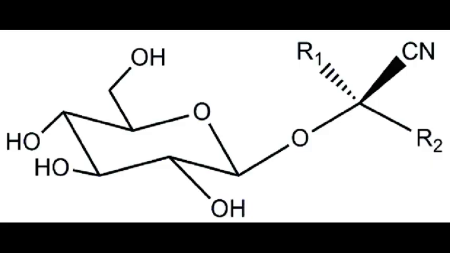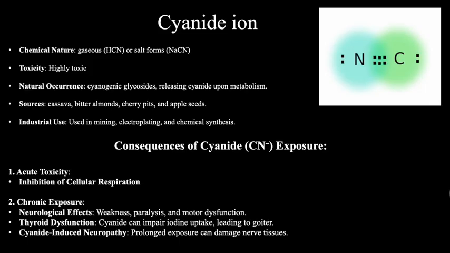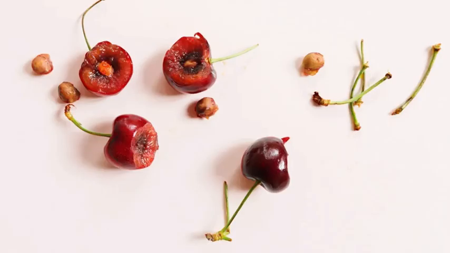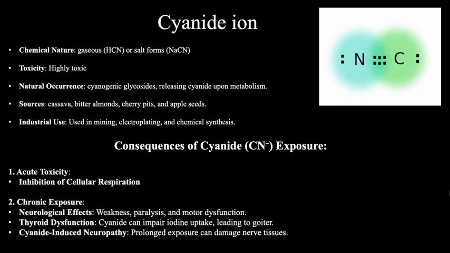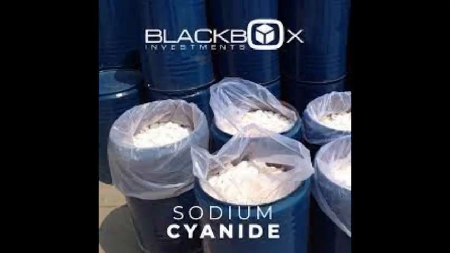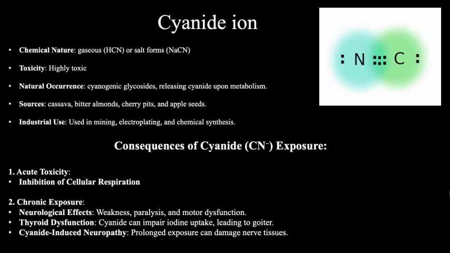Cyanide can be found in the form of cyanogenic glycosides from plants such as cassava, bitter almonds, cherry pits, and apple seeds. Generally, cyanide can be used for several industrial benefits such as mining, electroplating, and chemical synthesis. However, exposure to cyanide has negative consequences to health. The toxin itself can inhibit cellular respiration.